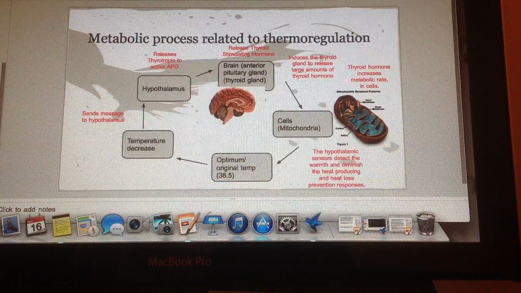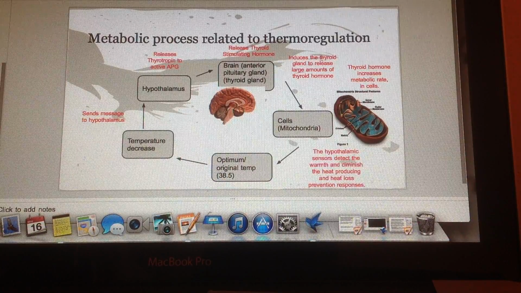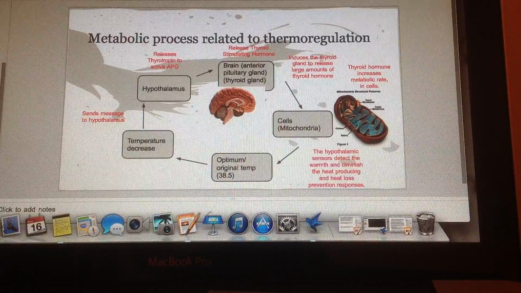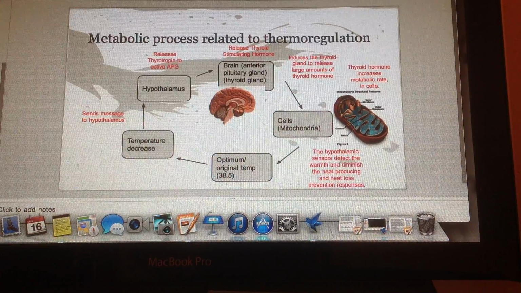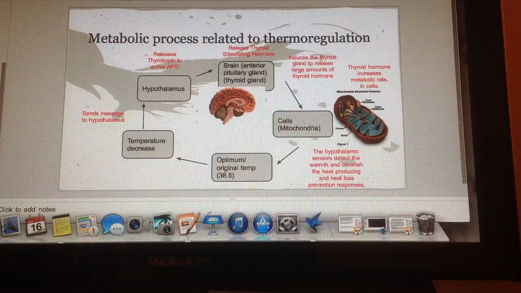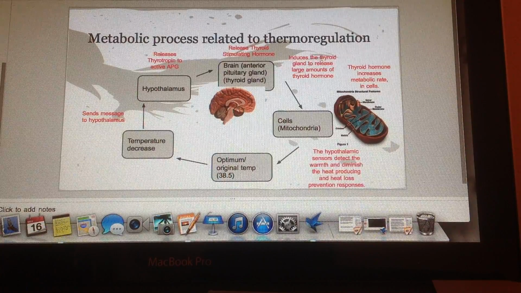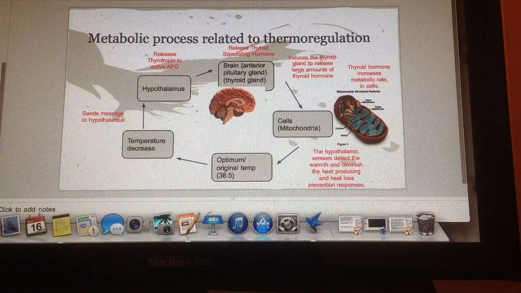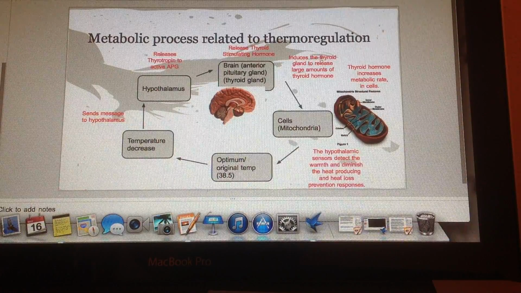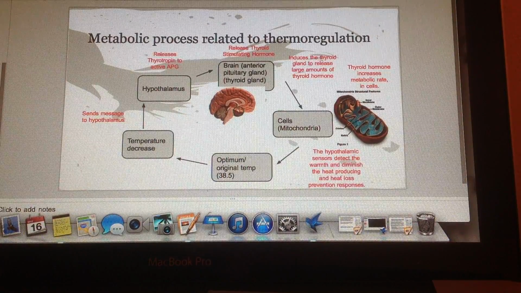Thyroid hormone increases metabolic rate, which is taking place in the mitochondria in cells. This increases the amount of body heat production. Finally, as the body gets warmer, the hypothalamus detects the warmth and diminishes the heat-producing and heat-loss prevention responses and brings the loop back to the original point.